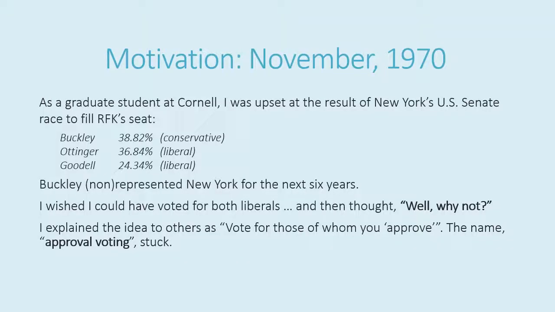It all started in the fall of 1970 when I was a graduate student at Cornell. Two liberal candidates faced a single conservative in the race to fill Bobby Kennedy's U.S. Senate seat. The liberals ended up splitting over 60% of the vote, and the conservative won with only minority support.